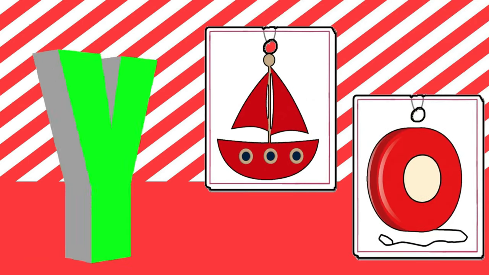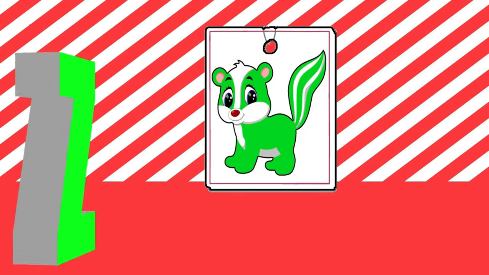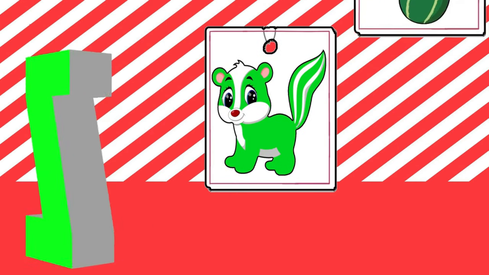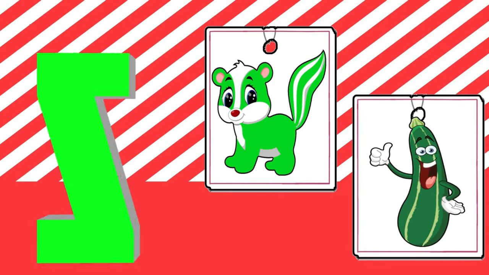Y. This is the letter Y. Y sounds like Y. A red yacht, a red yo-yo. Z. This is the letter Z. Z sounds like Z. A green zucchini.